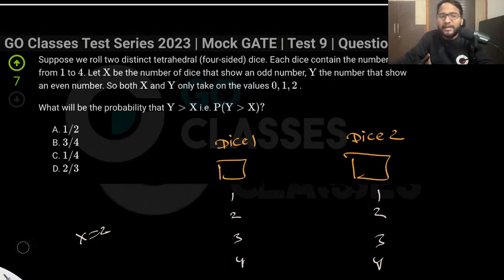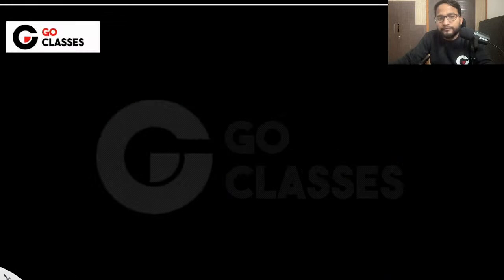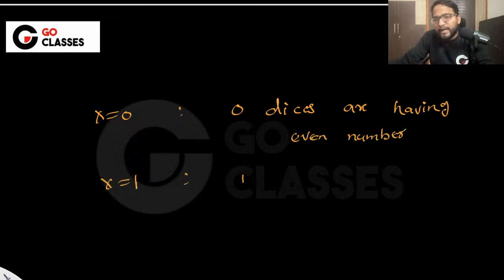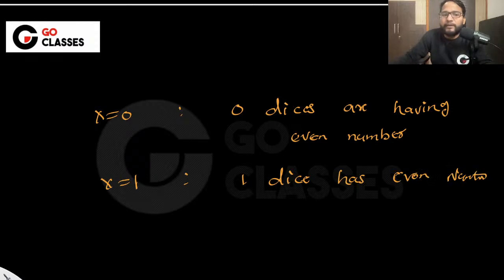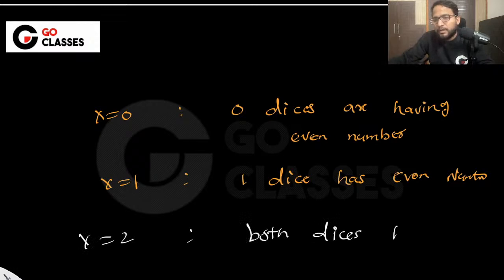X is basically telling how many dice are showing an even number, and Y is telling you how many dice are showing an odd number, right? So both can be 0, 1, 2. If X is 0, it means 0 dice are having an even number. If X is 1, then 1 dice is an even number. Similarly, X can be at most 2. If X is 2, it means both dice are even.